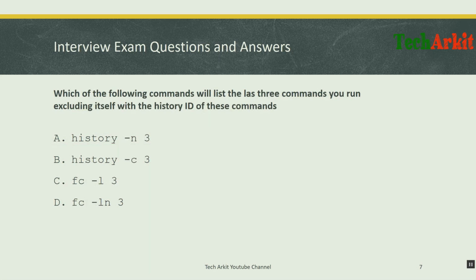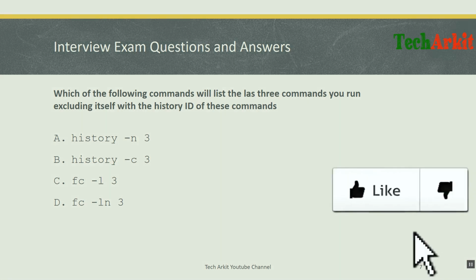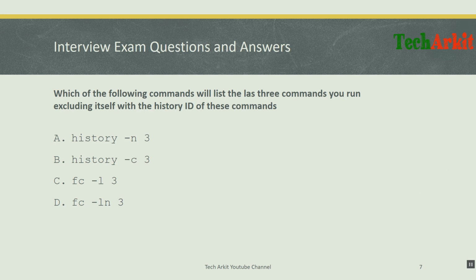Which of the following commands will list the last three commands you ran, excluding itself, with the history ID of these commands? For example, you run a few commands and you want to see the last three commands, excluding the command you type currently, which should be excluded from the history. What is the command you use? history -n3, which selects the number 3, and history -c3. Whenever you type history -c, it will erase the entire command history.